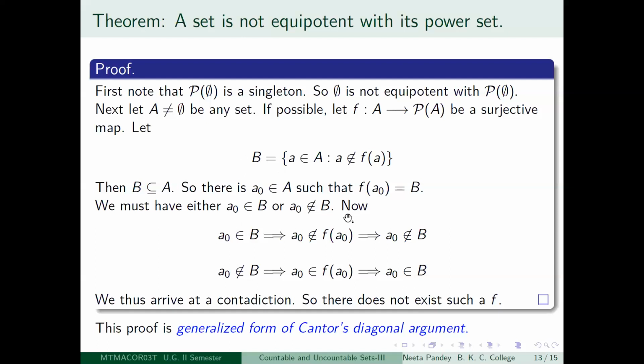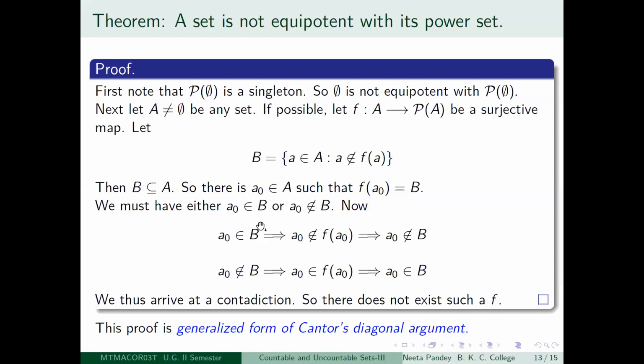So either of these two is true. Now let us look at it closely. Suppose that A0 belongs to B. Then A0 has to satisfy this property because it belongs to B. So A0 cannot belong to FA0. But what was FA0? FA0 was B. So if A0 belongs to B, then A0 cannot belong to B, right?